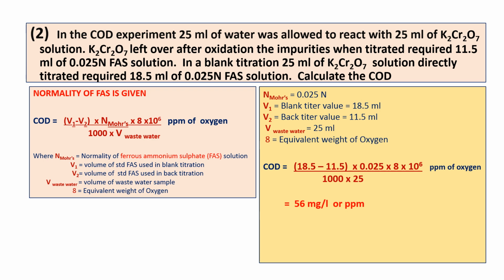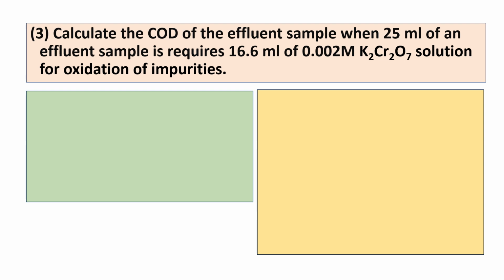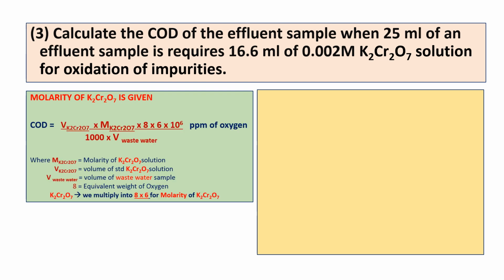The third type of problem: calculate the COD of the effluent sample when 25 ml of an effluent sample requires 16.6 ml of 0.025 molar potassium dichromate solution. So remember over here the strength of potassium dichromate is given in molarity. So when molarity comes, we have to multiply it into 6. So use the formula COD is equal to V potassium dichromate into molarity of potassium dichromate into 8 into 6, because molarity is given, into 10 to the power 6 divided by 1000 into V wastewater.